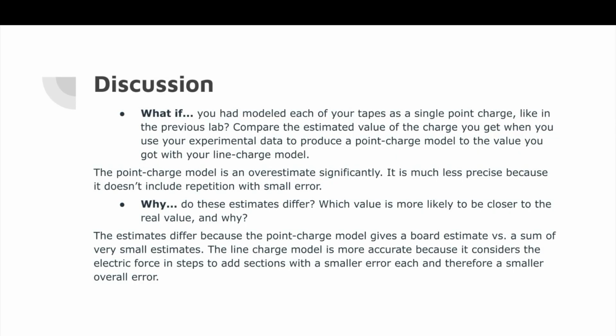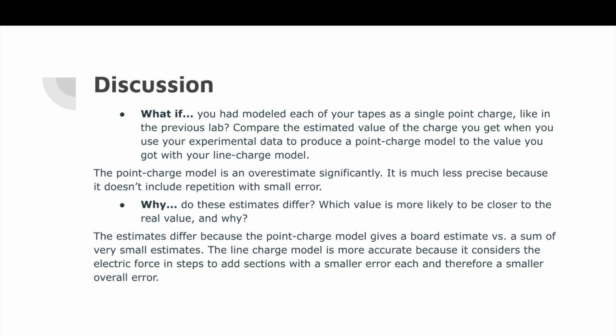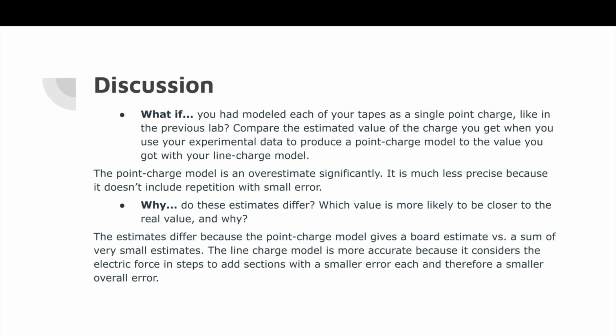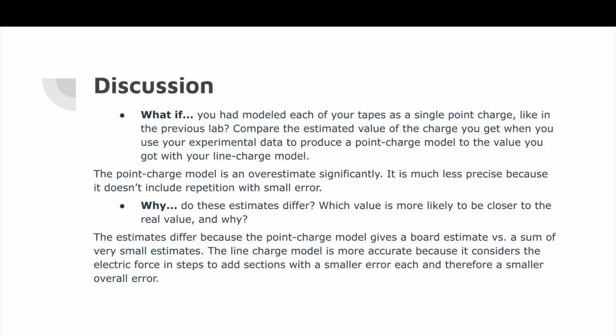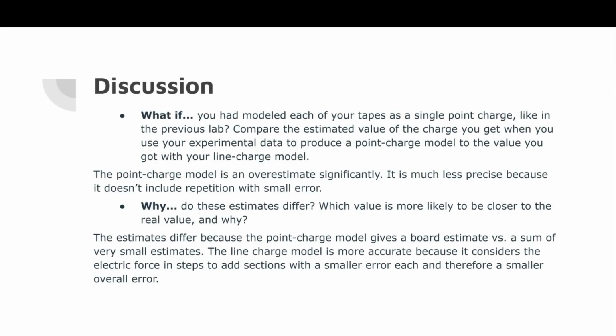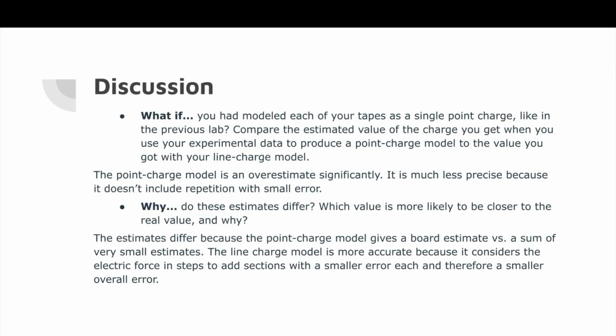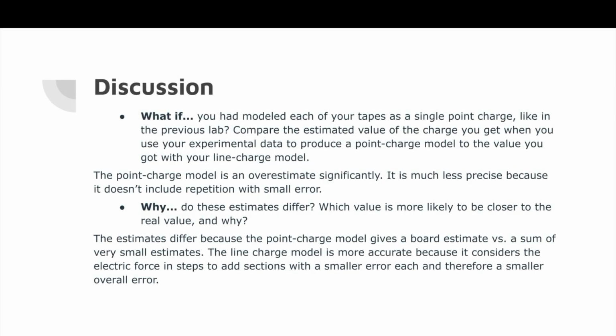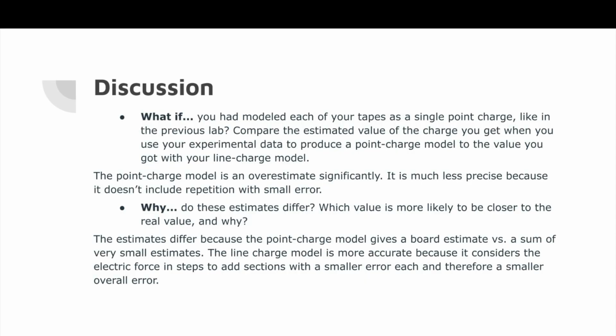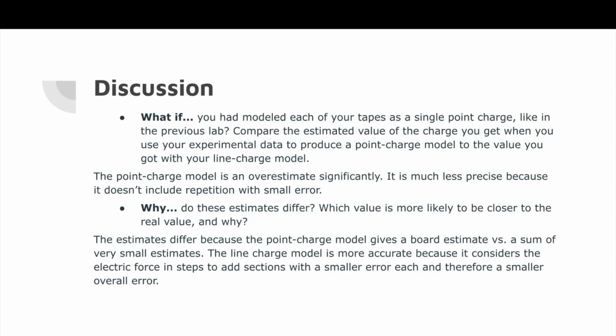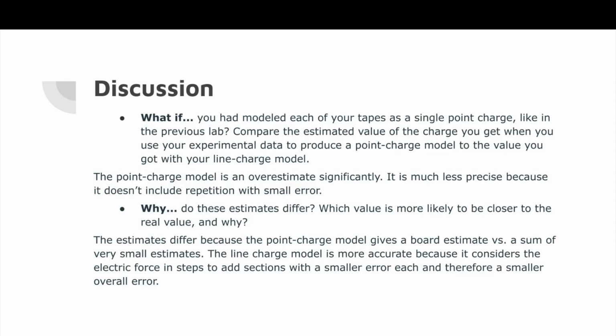So why do these estimates differ? Which value is more likely to be closer to the real value, and why? The estimates differ because the point charge model gives a broad estimate versus a sum of very small estimates. The line charge model is more accurate because it considers the electric force in steps to add sections with a smaller error each, and therefore a smaller overall error, which is what I said before.